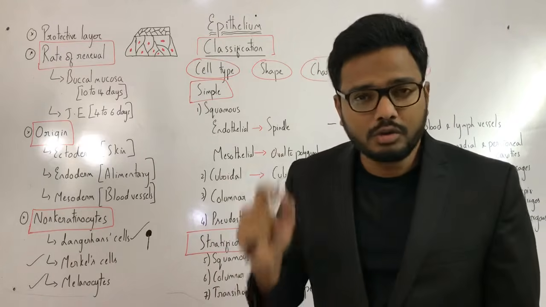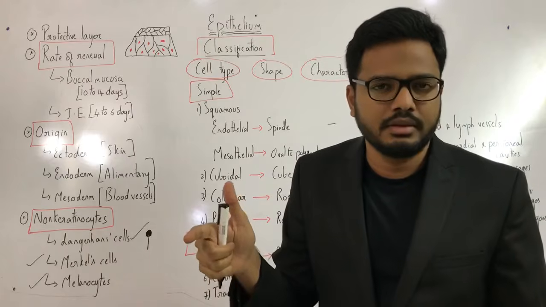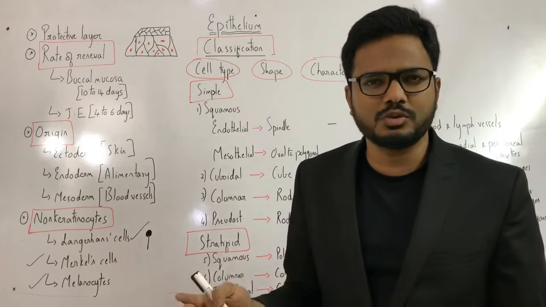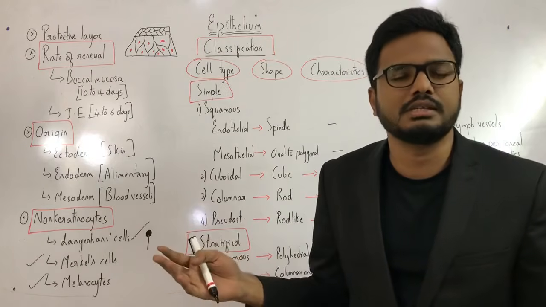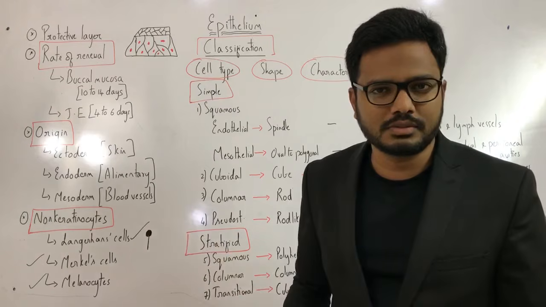And also, these Langerhans cells lack desmosomes and tonofilaments. Now, another question. Can you tell me the function of desmosomes? We have desmosomes, hemidesmosomes. You might have heard of these terms. So what are desmosomes and hemidesmosomes? Try answering it.